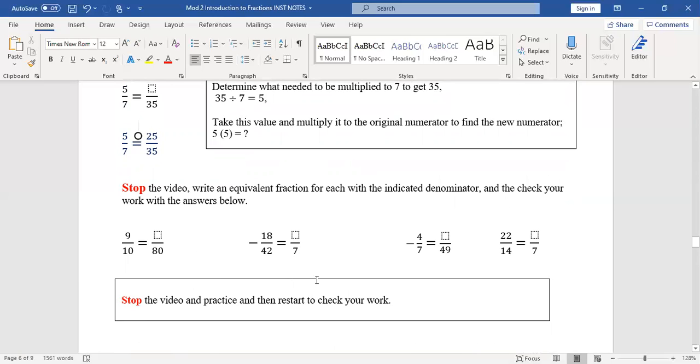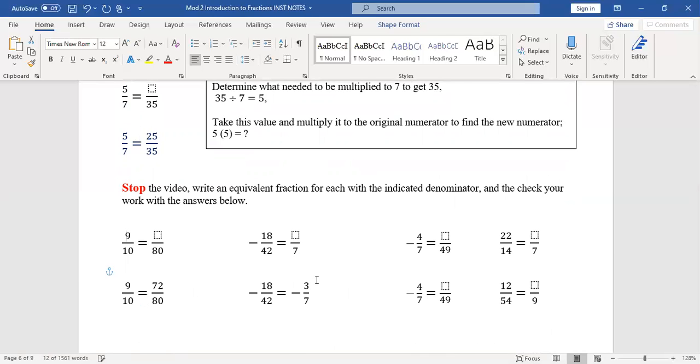So how'd you do? What times 10 will give you 80? Well, that's going to be 8. 8 times 9 is going to be 72. What times 40? Well, let's see.